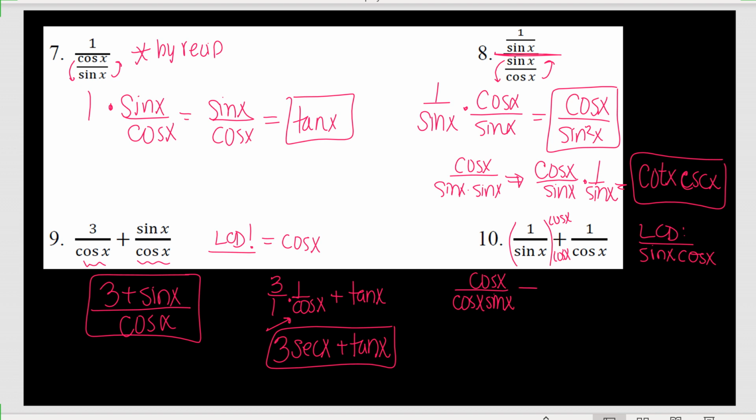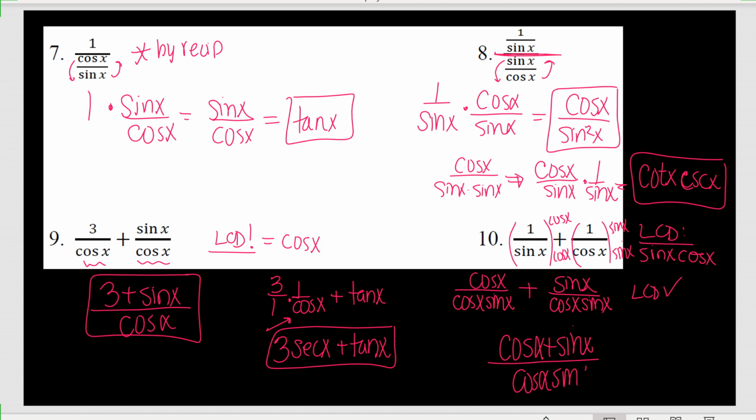Now, the second fraction, plus 1 over cosine, needs to get multiplied by sine of x in numerator and denominator, giving us sine of x over cosine of x sine of x in the denominator. Okay, now remember, the cosine and sine multiplied together in the denominator, the order doesn't matter because they're just being multiplied together. Now that we have that common denominator, check, we can just add the two numerators together. Cosine of x plus sine of x all over cosine of x multiplied by sine of x.